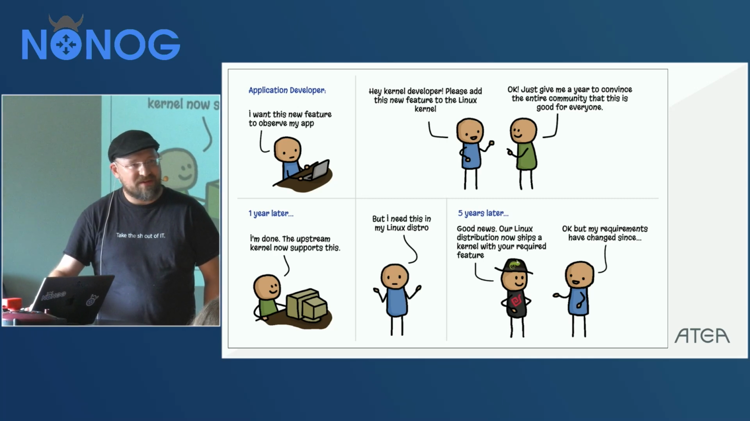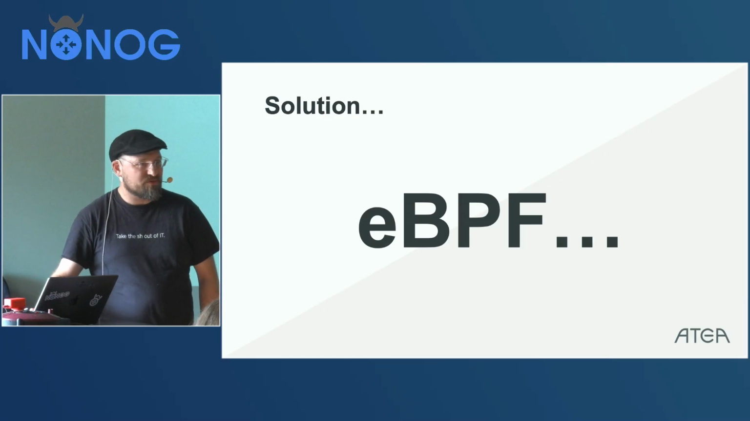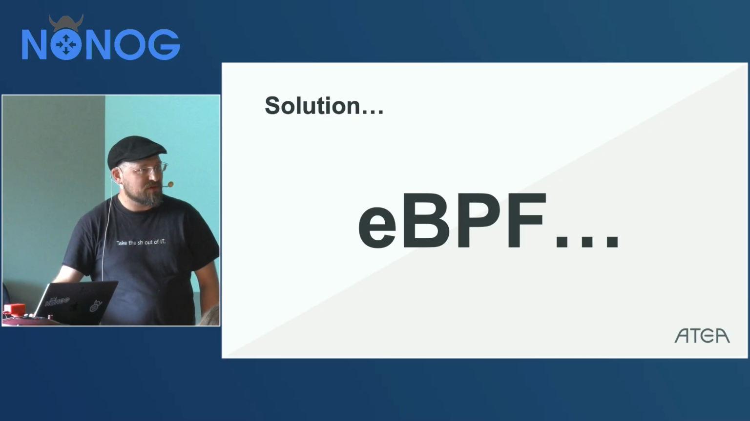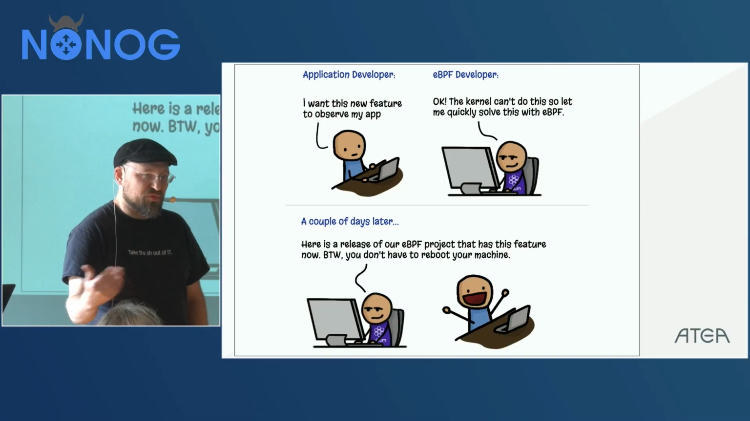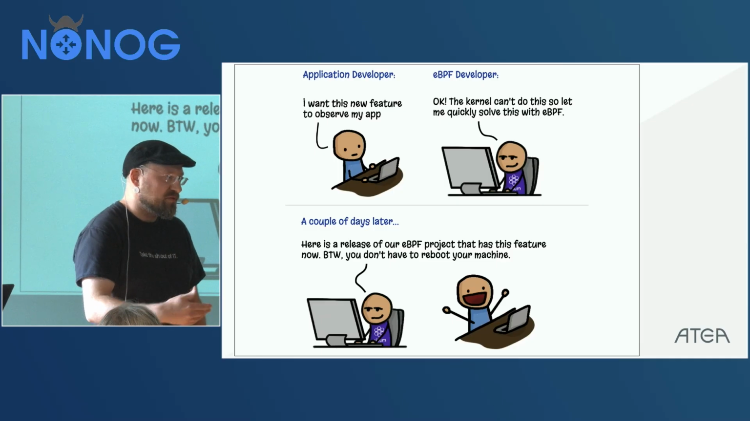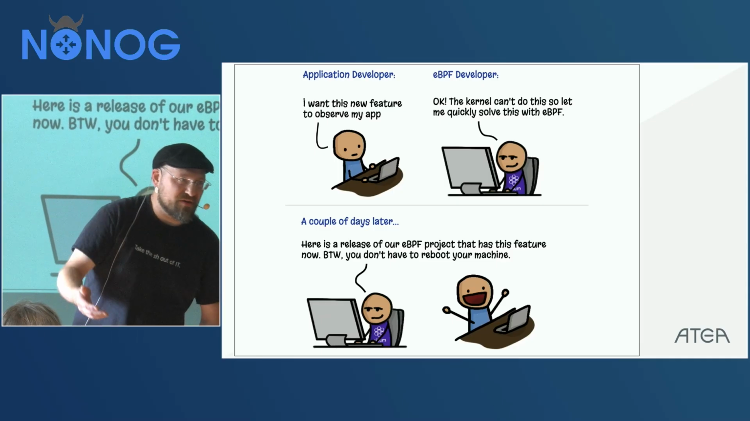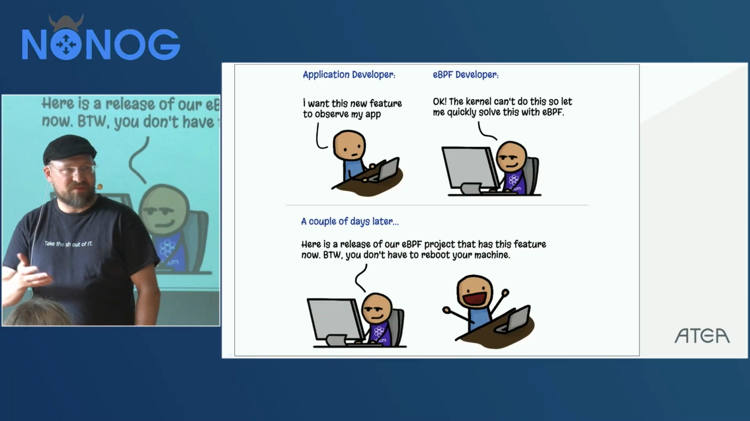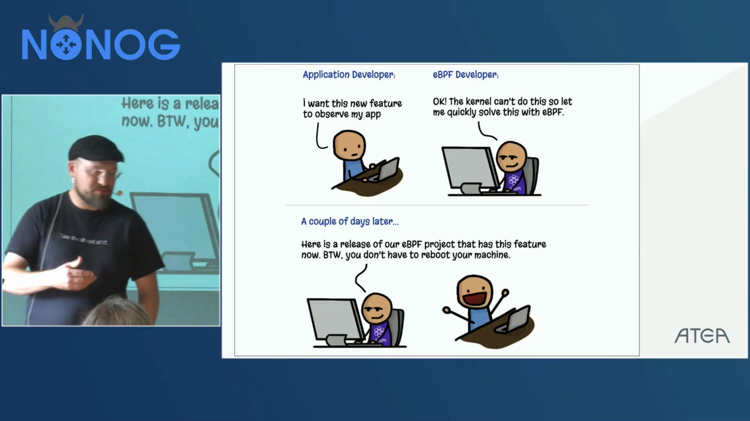That's why they thought eBPF could be the solution, because then you can actually program the services you need right into the kernel. And you don't need to wait for Linux distributions 5-6 years from now to be able to do what you want to do.